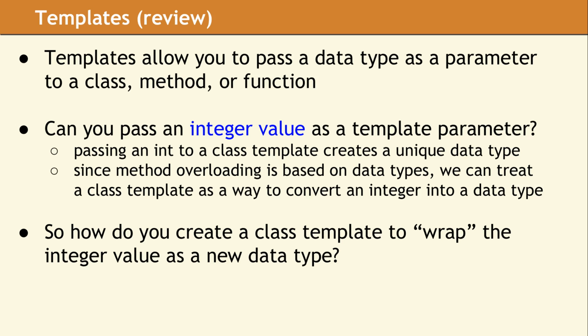Normally, the idea of a template is to pass a data type, and that is received by the template method. The question is, do you have to pass a data type? Is that the only thing a template can understand? And the answer is no. You can pass an integer value as a template parameter. And it's very important to understand that passing an integer to a class template creates a unique data type. We can use this mechanism to wrap an integer and set up a data type that we can then use to solve our problem. So how do we do this?